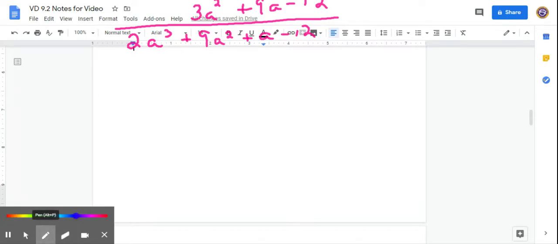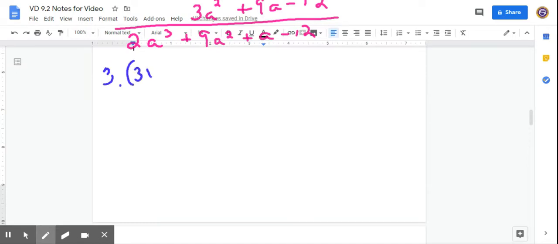Okay. So number 3. We have 3x minus 1 times the quantity of 2x squared plus x minus 2. So we're going to take that 3x and we're going to multiply it by everything. And we're going to take that 1 and multiply it by everything.